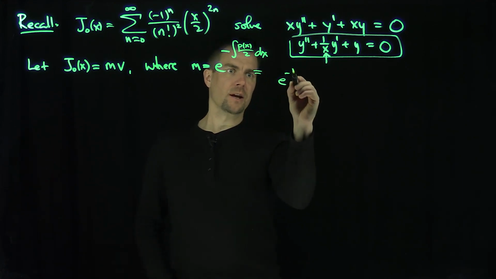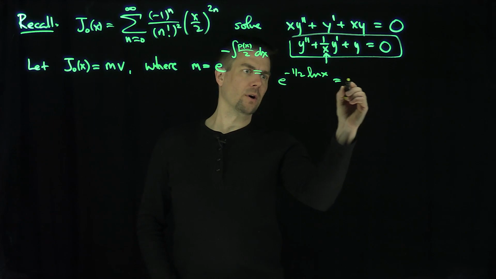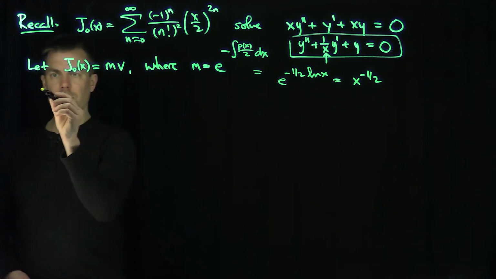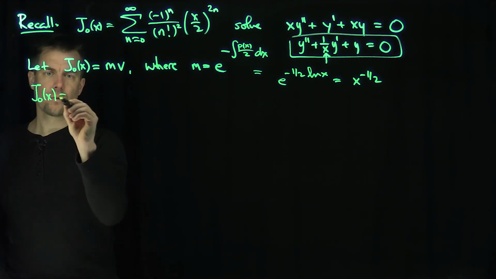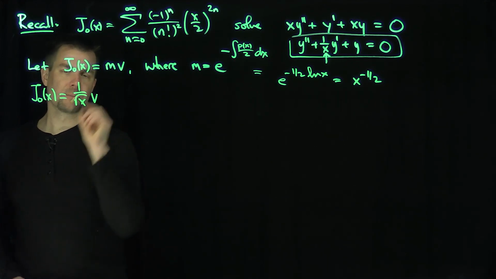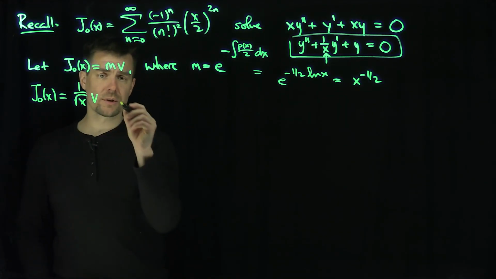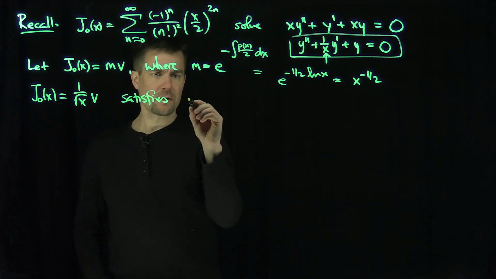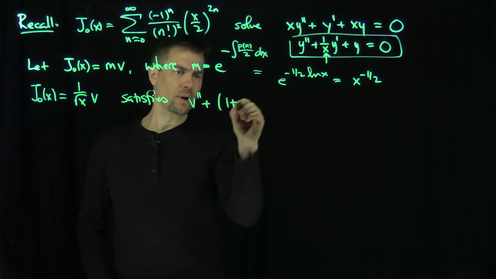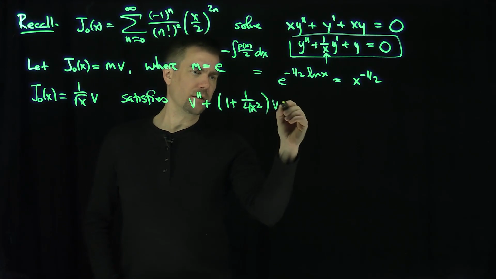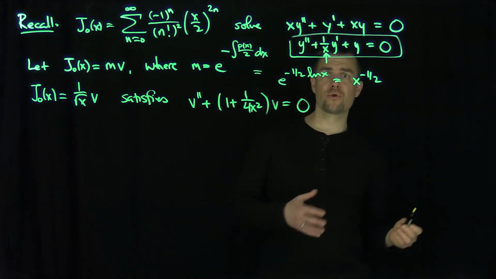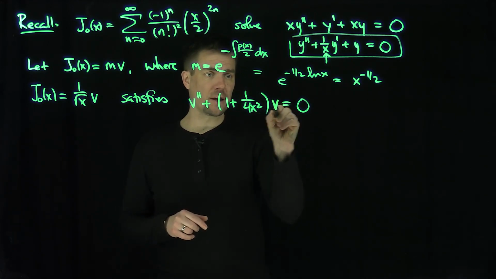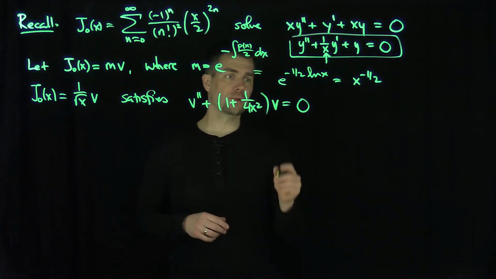This is going to be e to the negative 1/2 times just the log of x. So our integrating factor here is just x to the negative 1/2 power, okay? So J0 of x, which is 1 over the square root of x times v, satisfies, you can just plug this in and check, v double prime plus 1 over 4x squared v is equal to 0. Because remember, the whole idea behind normal form is that the equation for v will have no v prime term. And if you do the calculation, you'll see that this is exactly the equation that v will satisfy, so it's a good exercise to do that.